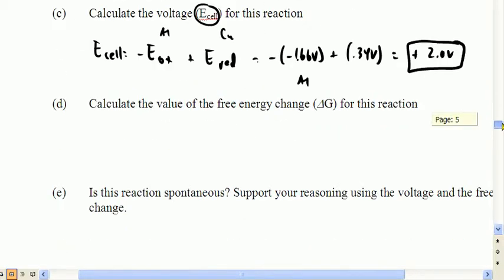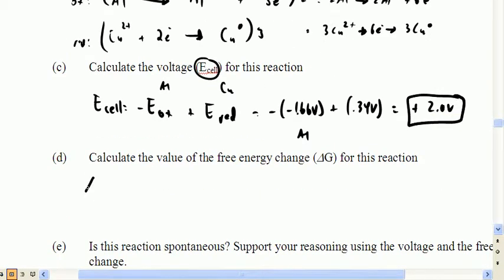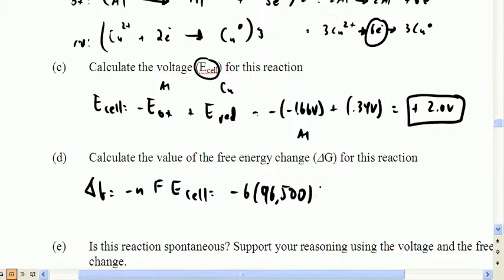It's a spontaneous reaction. Delta G is going to end up being negative. Delta G is negative nFE cell. There were 6 electrons transferred, so it's negative 6, 96,500 for Faraday's constant, and 2. And that's going to end up being 1,158,000 joules, which is 1,158 kilojoules negative.